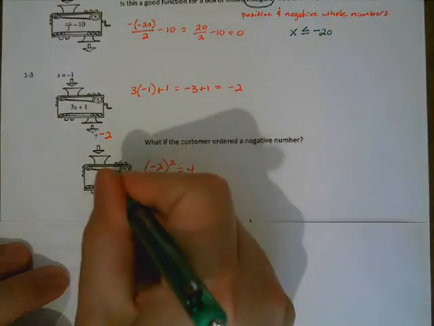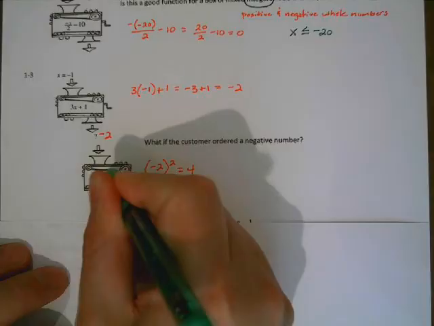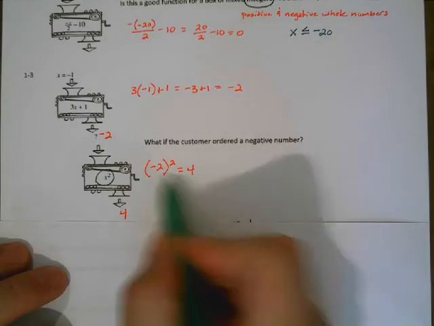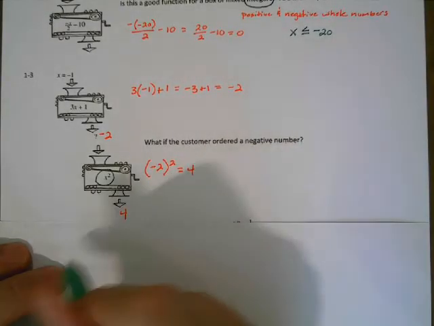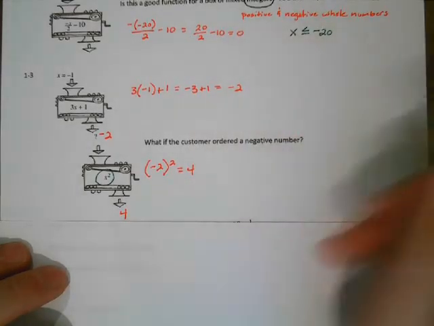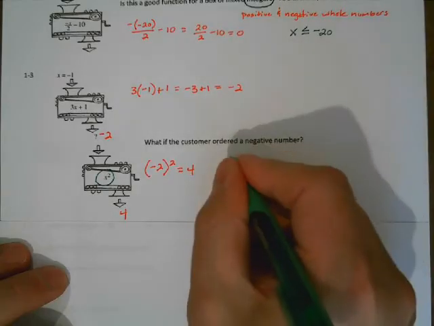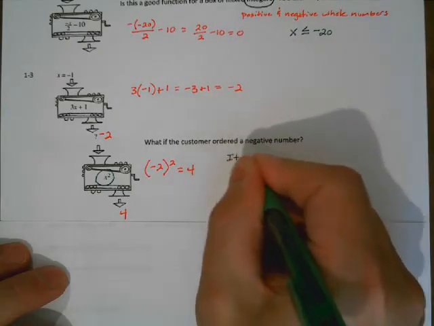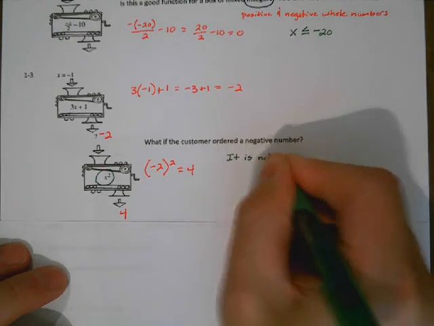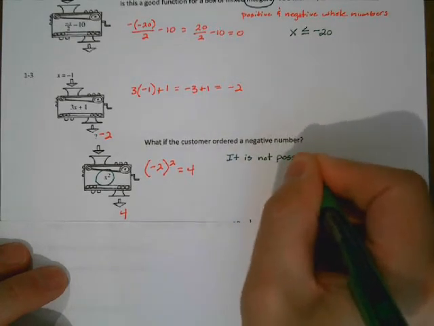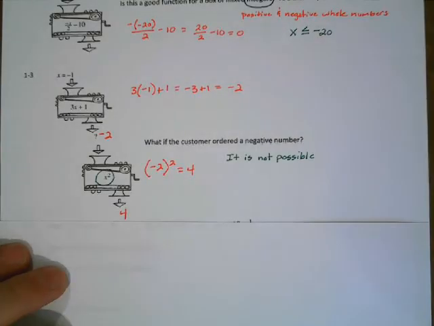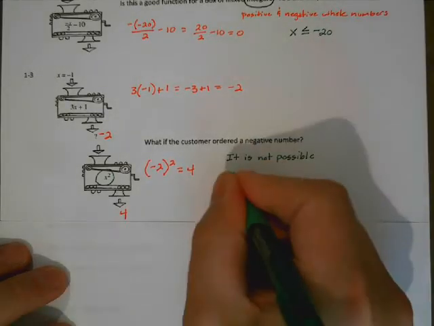Well, the answer is because of squaring. You see what we did here when we squared a negative? It became positive because a negative times a negative is a positive. So what if the customer ordered a negative number for this one? It's not possible. Because the output will always be greater than a negative number. It'll be either 0 or it'll be a positive number for this one. It is not possible. The output cannot be negative.